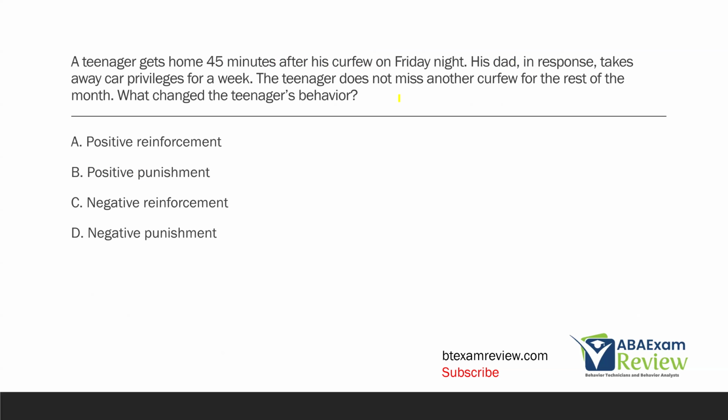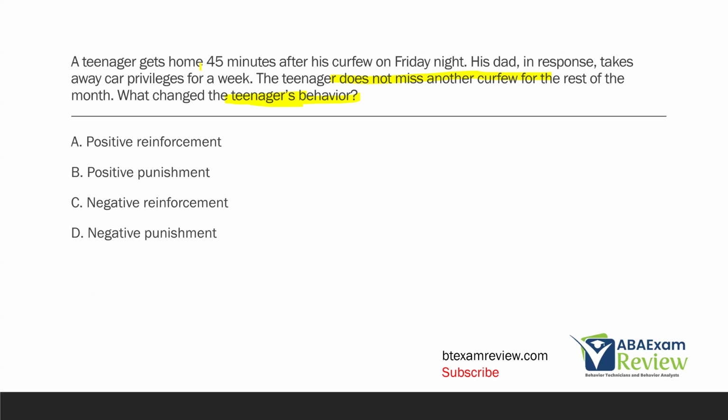A teenager gets home 45 minutes after his curfew on Friday night. His dad, in response, takes away car privileges for a week. The teenager does not miss another curfew for the rest of the month. What changed the teenager's behavior? So we're looking at the teen's behavior, and we have to ask ourselves in a behavior question, did the behavior increase or decrease? Well, we know the teenager didn't miss another curfew, so the missing curfew behavior decreased.